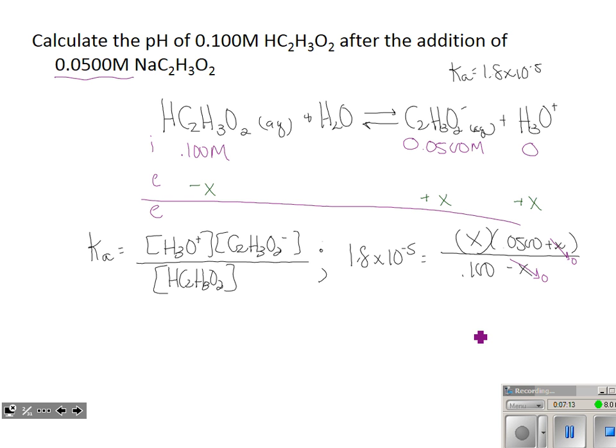I'm getting the value for x, which remember is equal to the concentration of hydronium ion, which is what we're interested in here, is equal to 3.6 times 10 to the negative 5 molar. And from that, we can calculate the pH.